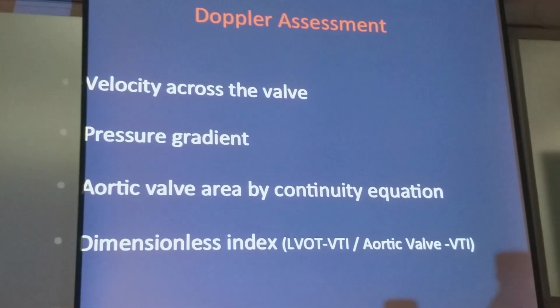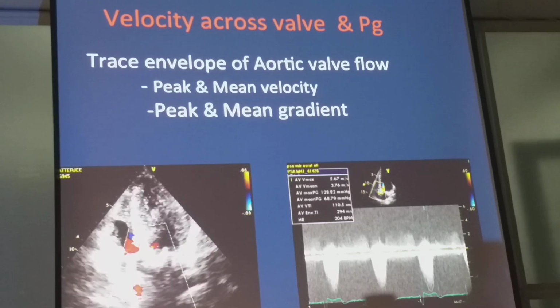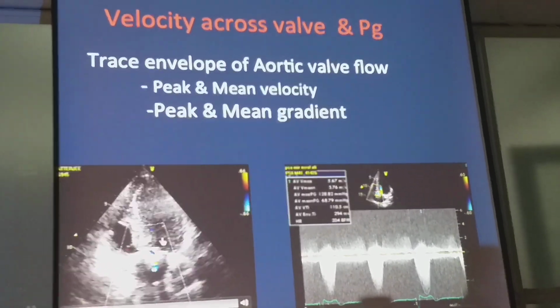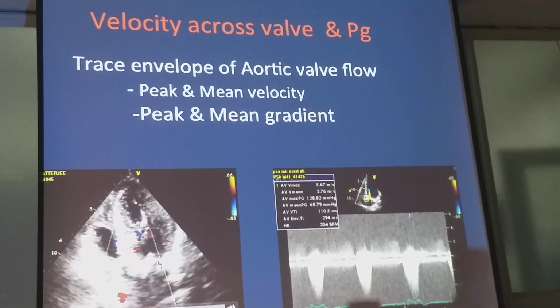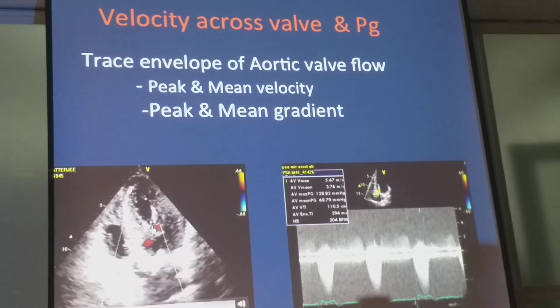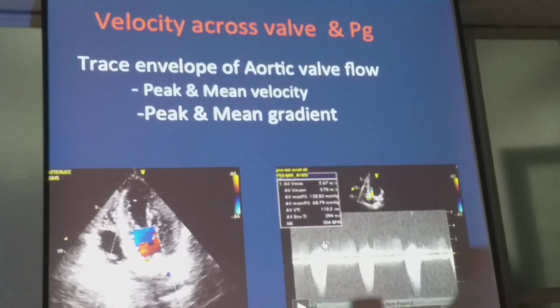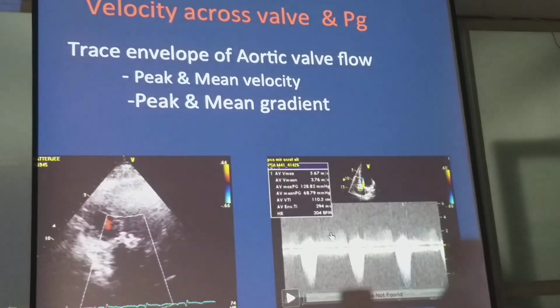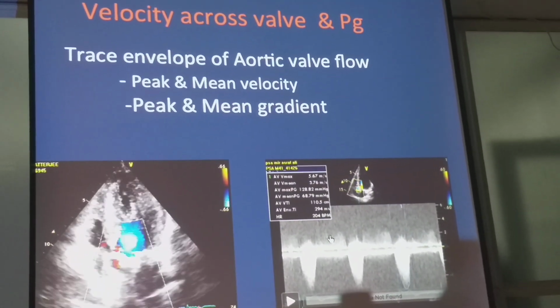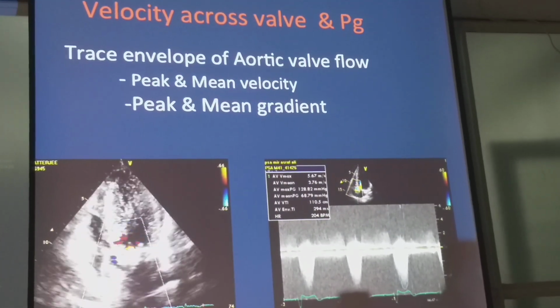Okay. So to look at the valve velocity and gradient is very easy. There is severe calcific aortic valve stenosis. I went to the apical 5-chamber view, made the flow parallel to my cursor and got the CW Doppler. I trace it. As I trace it, I get peak velocity, peak gradient, mean velocity, mean gradient and VTI. These are the 5 things.